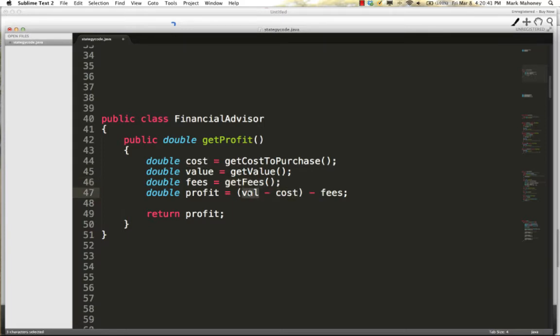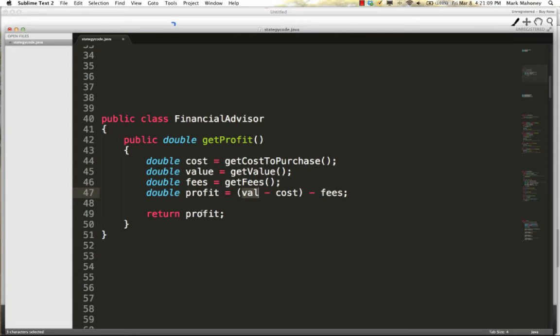That's the kind of the net value. And then you subtract the fees, and whatever's left, that's the profit. Okay. So getting the profit, it's really kind of the same in every case, where we have to get the cost to purchase, we have to get the fees. No matter what the circumstances are, that part of getting the profit is always the same.